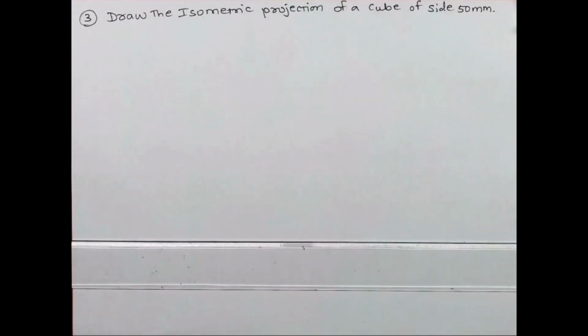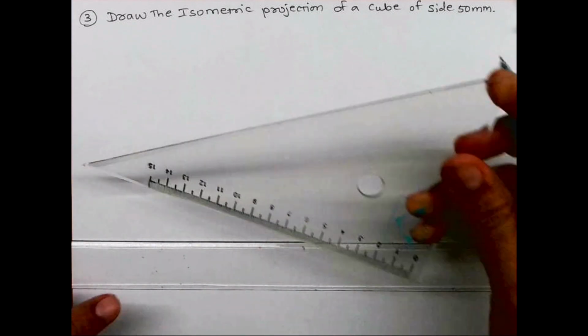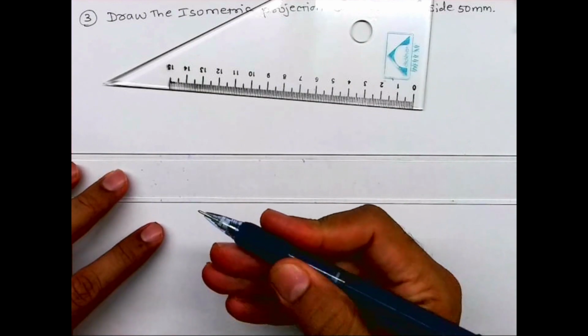Welcome to Technical Drawing. Today we'll see how to draw an isometric projection of a cube of side 50 mm. This is for CBSE students.